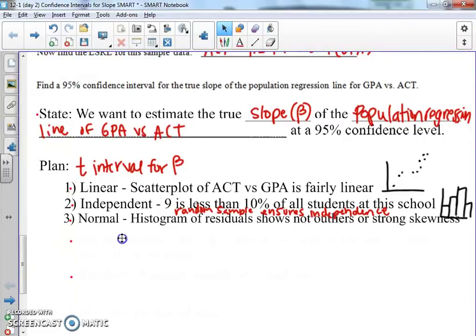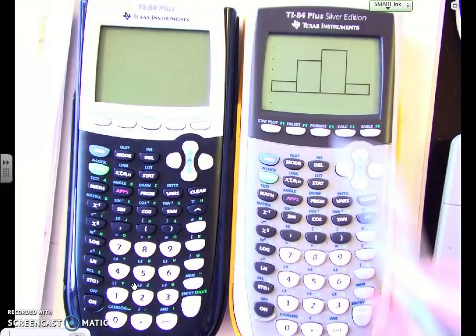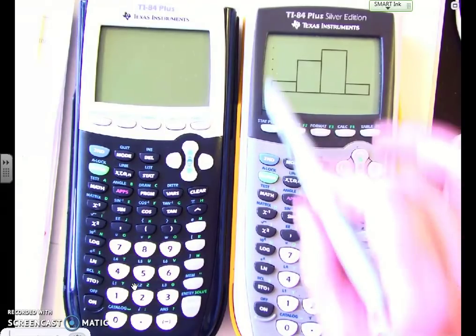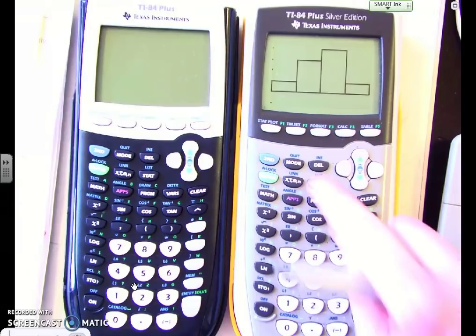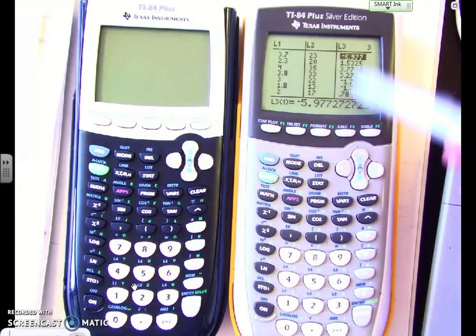We need to look at a residual plot. So here's a reminder of how to do a residual plot. Go back to the calculator. A residual plot is a scatter plot with the explanatories as your x and the residuals as your y. So remember, we have the explanatory in list 1. We have the residuals in list 3.